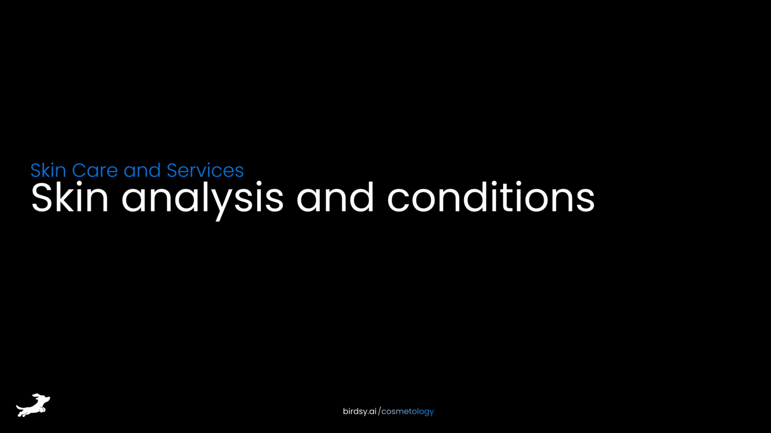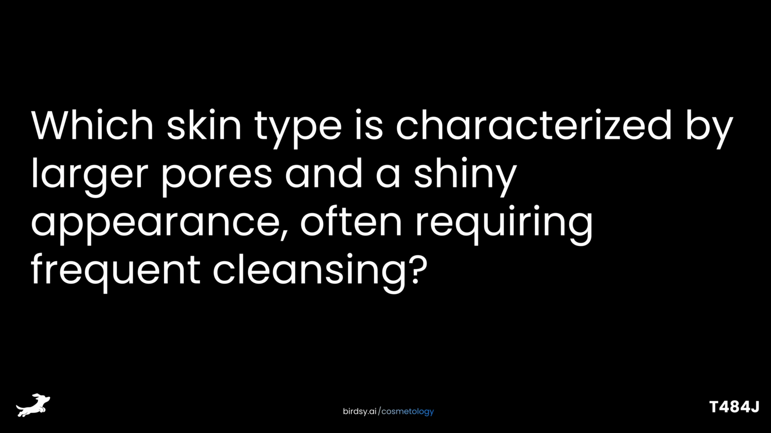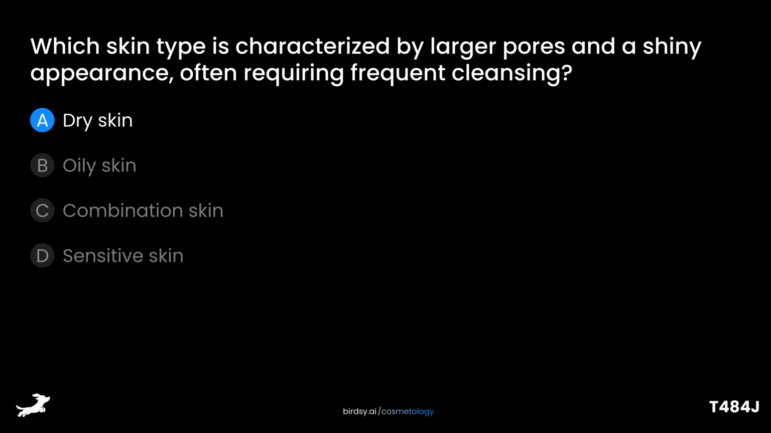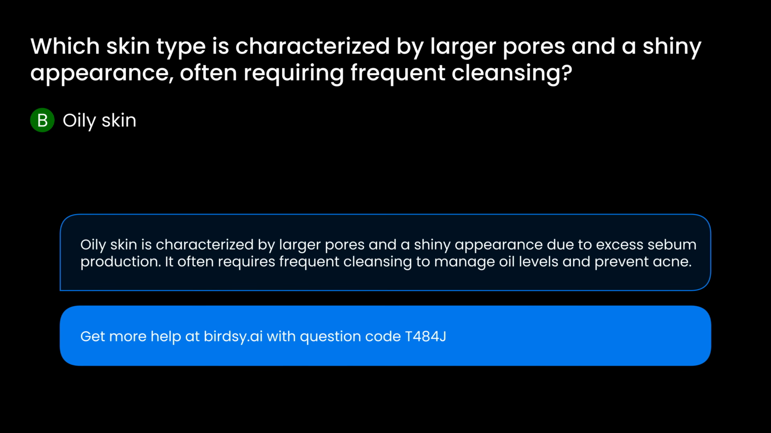Skin analysis and conditions. Which skin type is characterized by larger pores and a shiny appearance, often requiring frequent cleansing? Is it A, dry skin, B, oily skin, C, combination skin, or D, sensitive skin? The answer is B, oily skin. Oily skin is characterized by larger pores and a shiny appearance due to excess sebum production. It often requires frequent cleansing to manage oil levels and prevent acne.